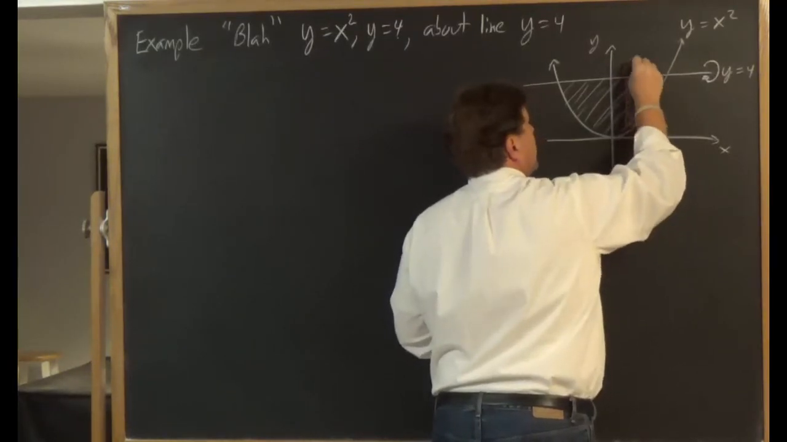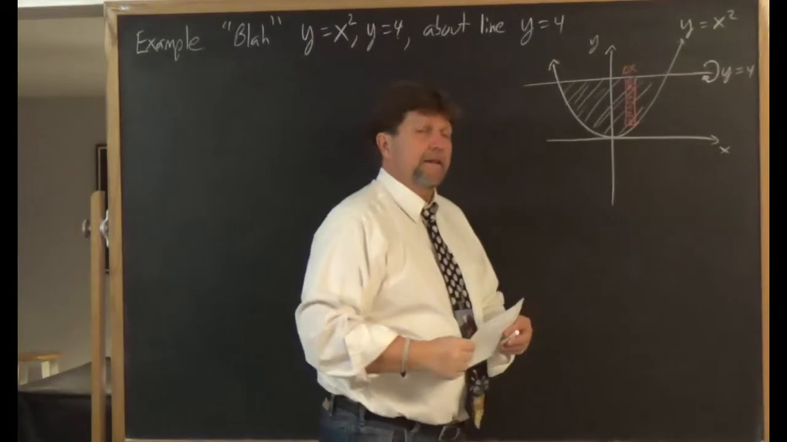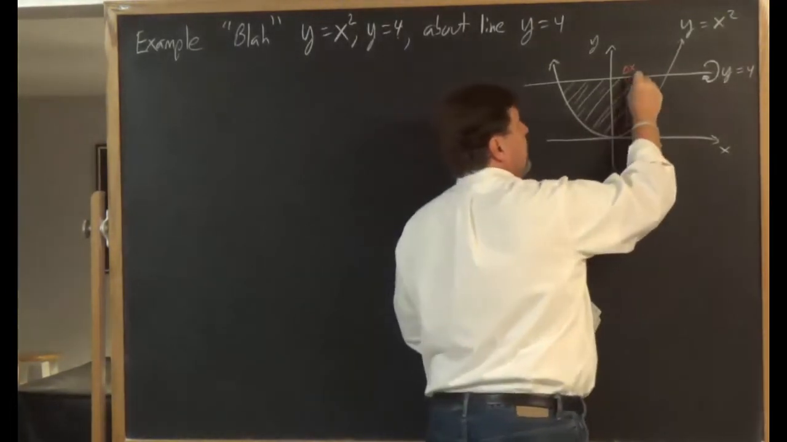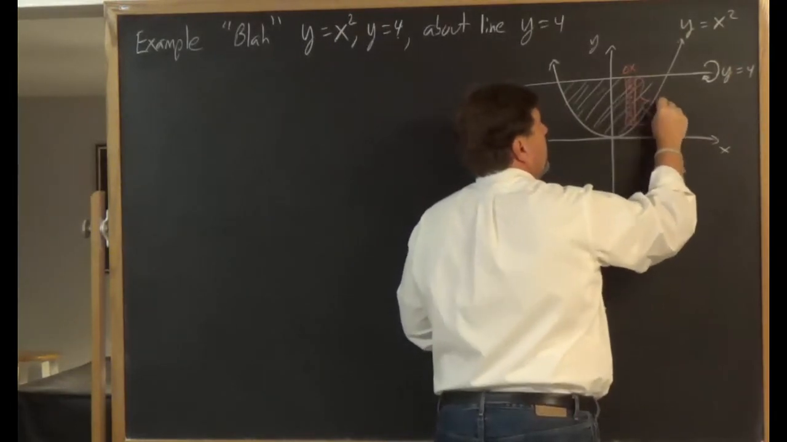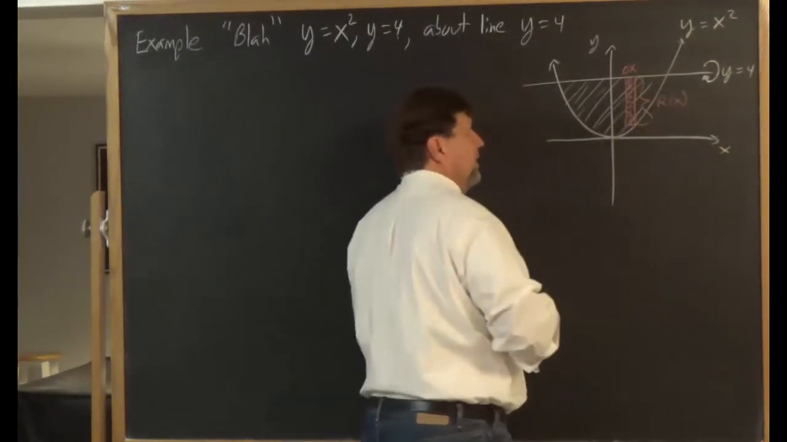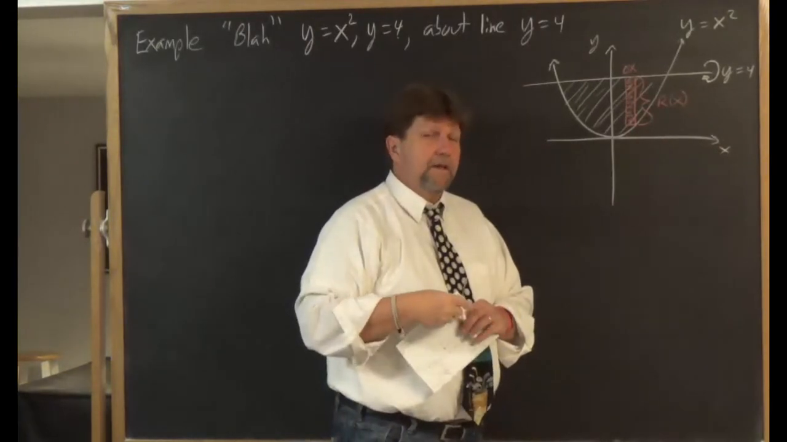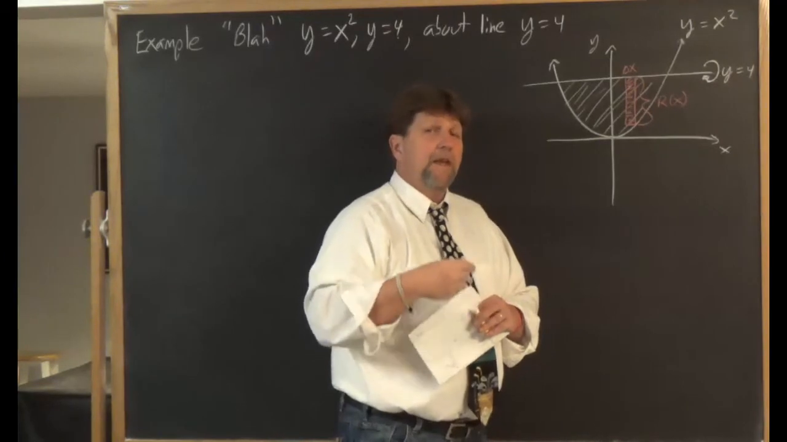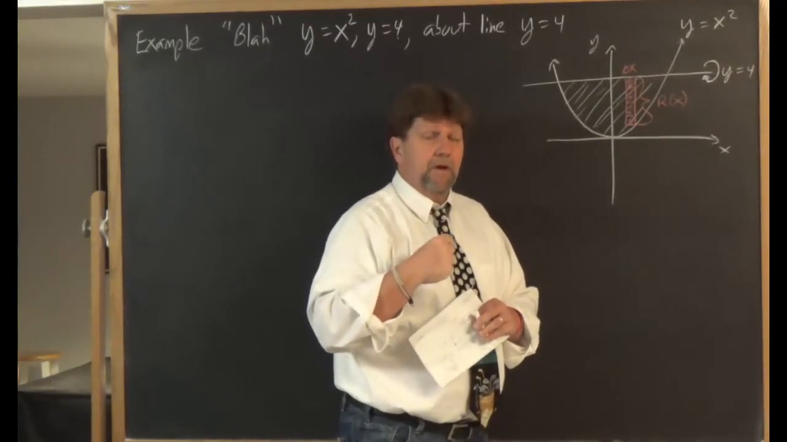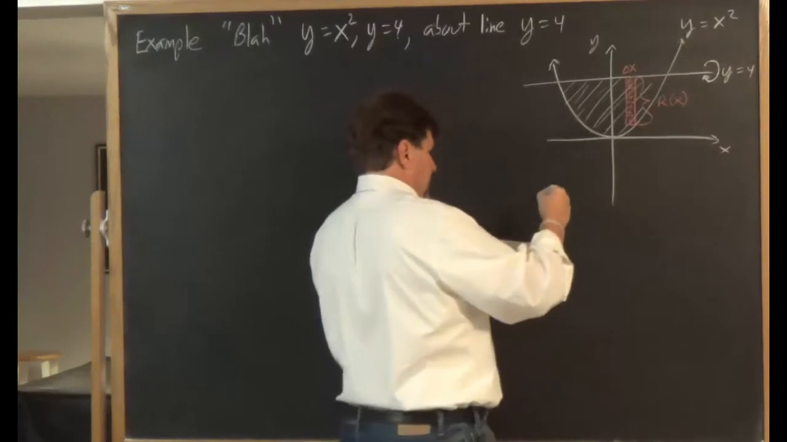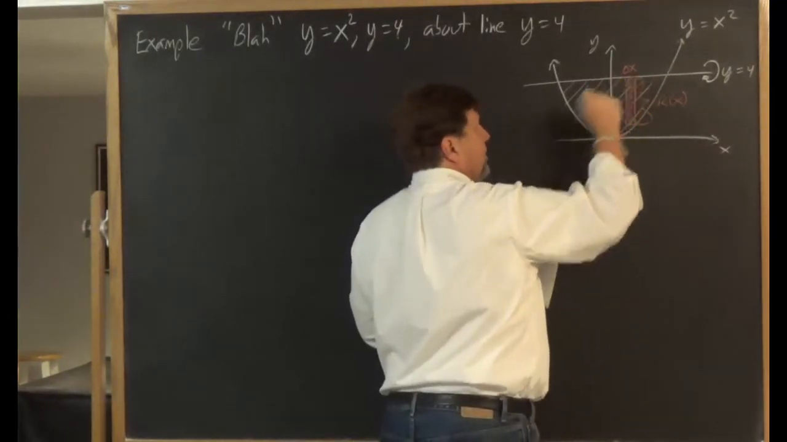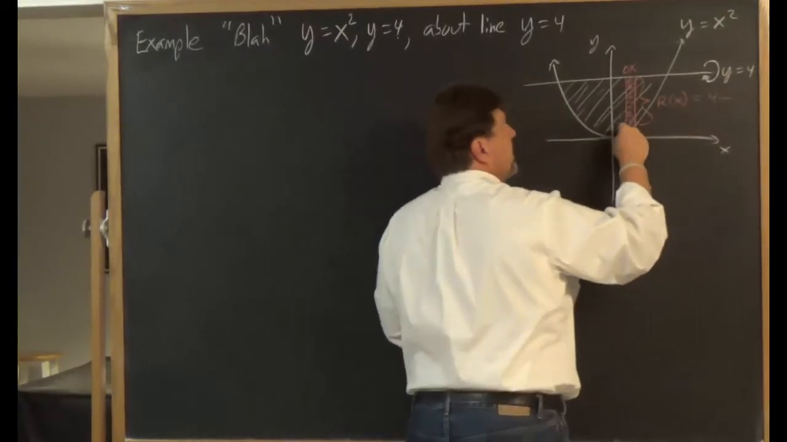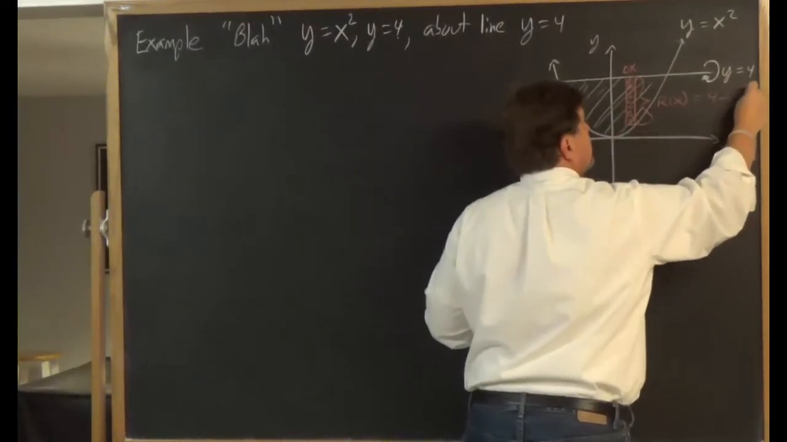The base of the rectangle is delta x. The height of the rectangle, which gives us r of x, should be familiar. This is kind of like something we talked about in the last section. The height of the rectangle is the top curve minus the bottom curve. So the height of this rectangle is the top curve, which is 4, minus the bottom curve, which is x squared.